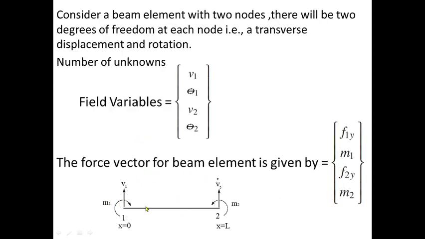Now consider a beam of two nodes. In each node you have two unknowns, so the total number of unknowns is 4, represented by V1, theta 1, V2, theta 2. V1 and theta 1 are at node 1, V2 and theta 2 are at node 2. These are also termed field variables. The force vectors are also represented in matrix form. In each node you have two quantities: F1y and M1 at node 1, F2y and M2 at node 2. F1y stands for shear force, M1 stands for moment. Similarly at node 2, F2y is the shear force and M2 the moment.